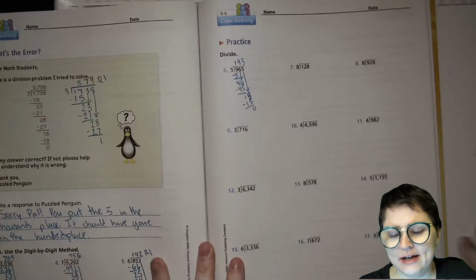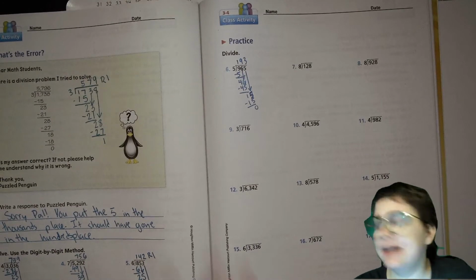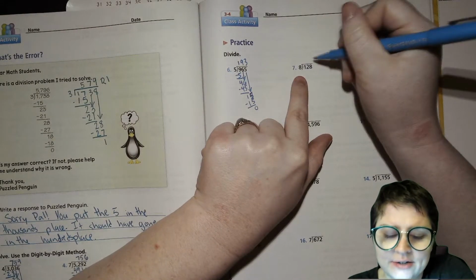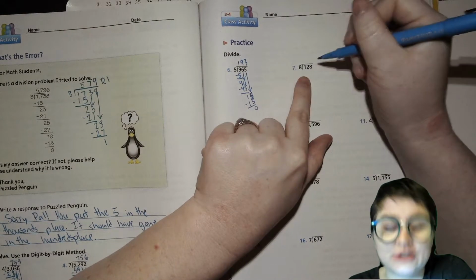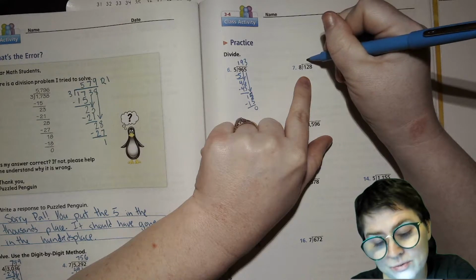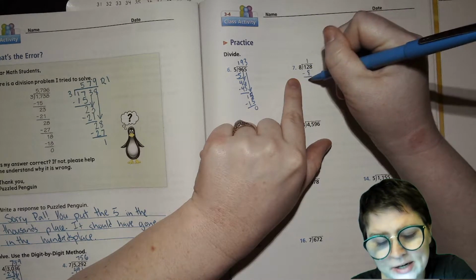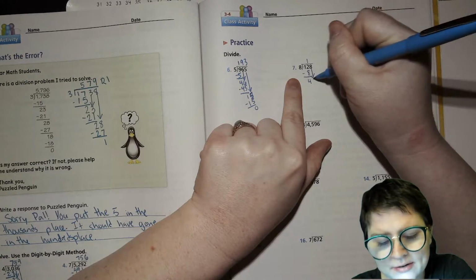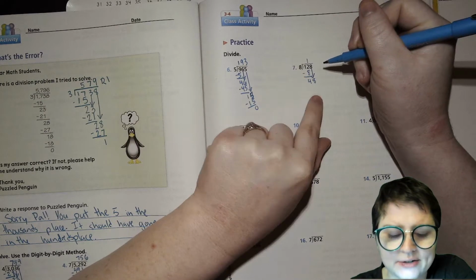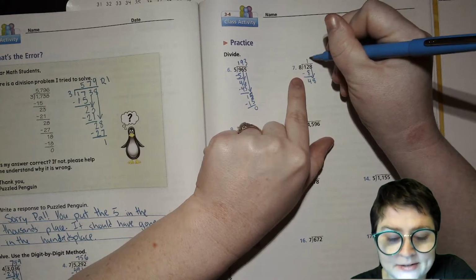Lovely. All right, number 8. 8 goes into 1, it can't. So 8 goes into 12 once, and that is 8. And then you subtract and you get 4. Bring it on down and bring it on back. 8 goes into 48 6 times.